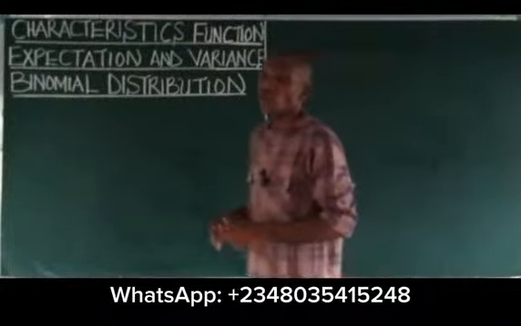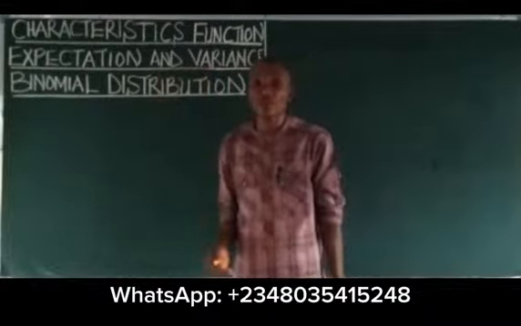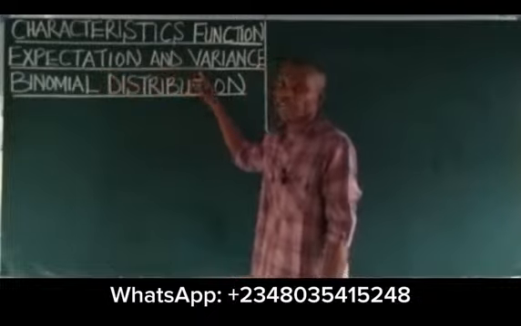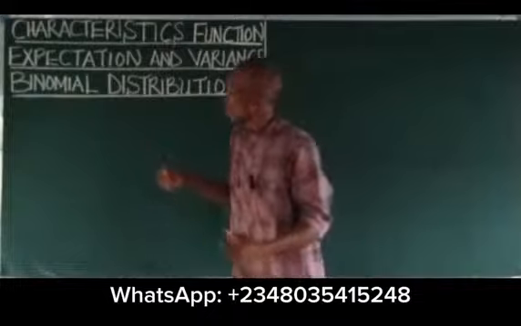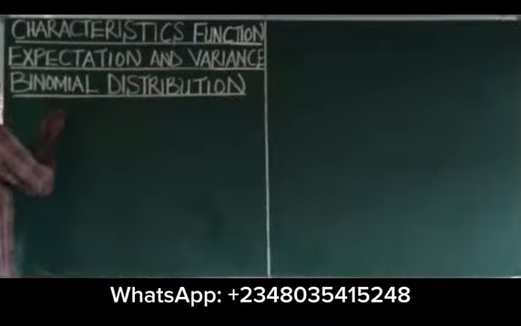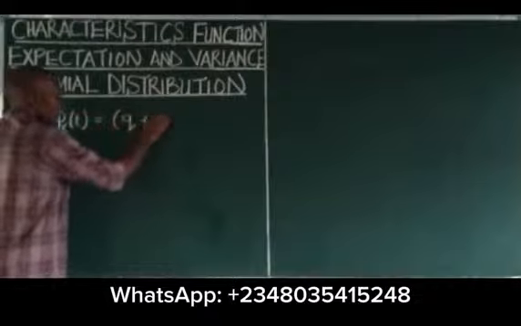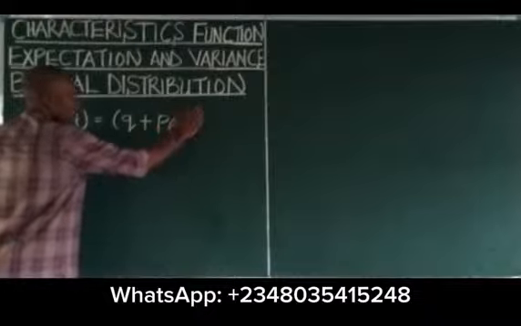In this video, we shall be discussing the characteristic function of a random variable, and we shall also obtain the expectation and variance for the binomial distribution. The first thing to do is to write the characteristic function for the binomial distribution, which is (q + p e^{it})^n.